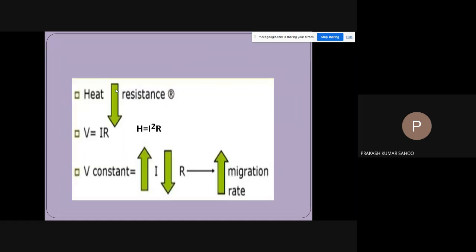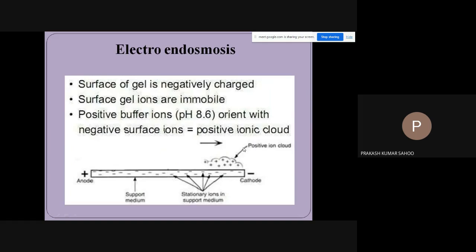If heat is applied, then as per Ohm's law, V equals IR, and the heat H equals I square R. So I will increase. R is the resistance, and I is the current in ampere. So the migration rate will increase.